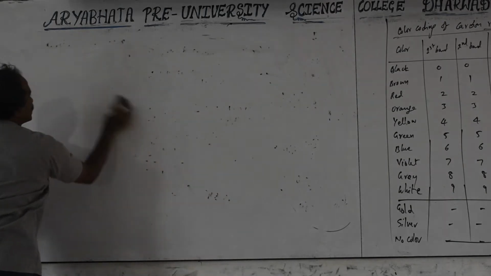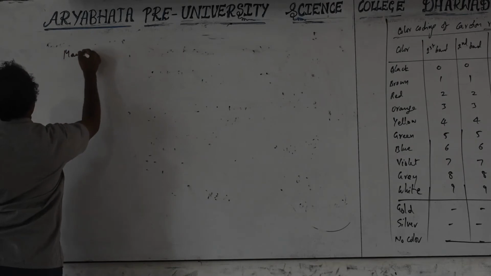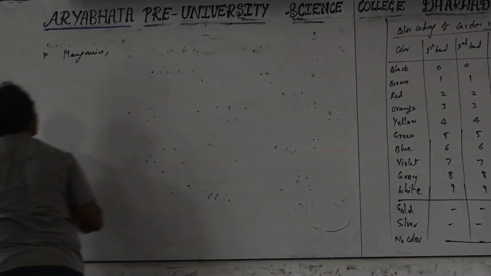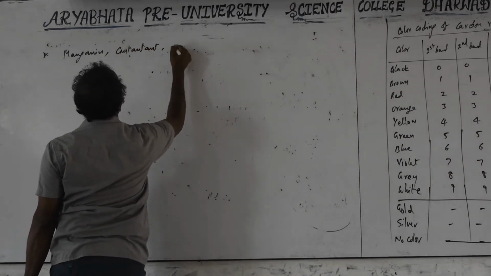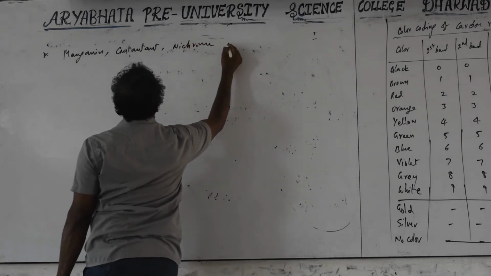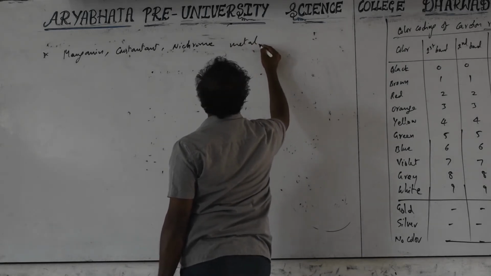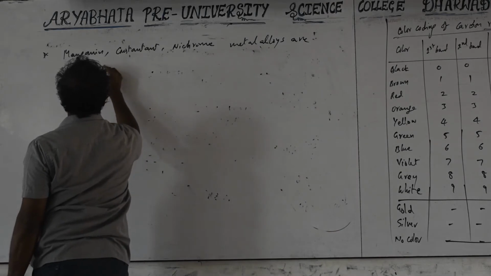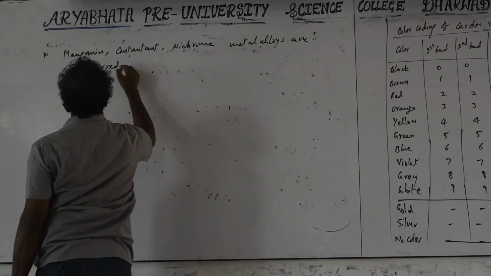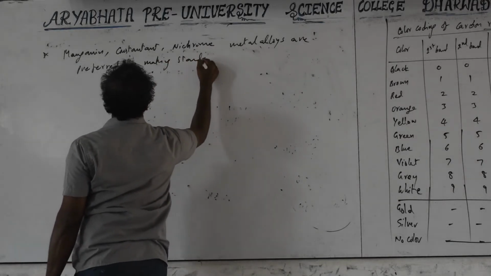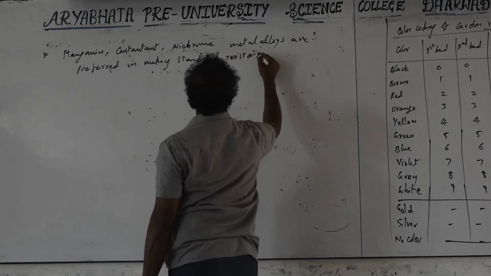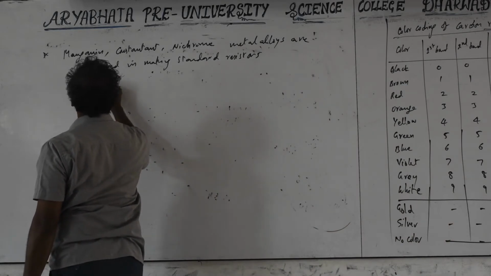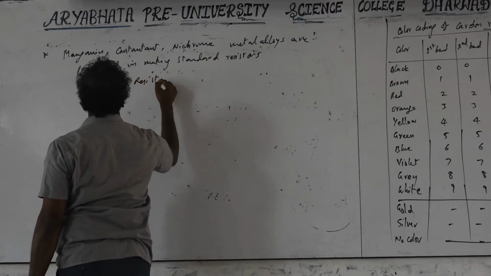And what metal is used to make this? Constantan and manganese. Constantan and nichrome. This alloy is preferred in making standard resistors like rheostats, standard resistors, rheostats, resistance box, etc.